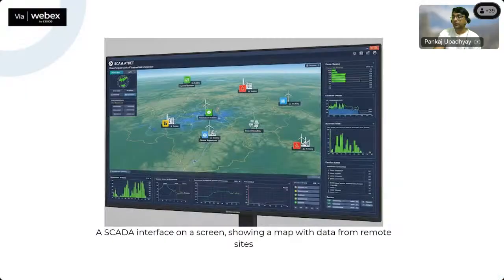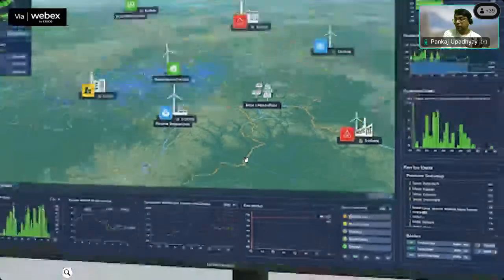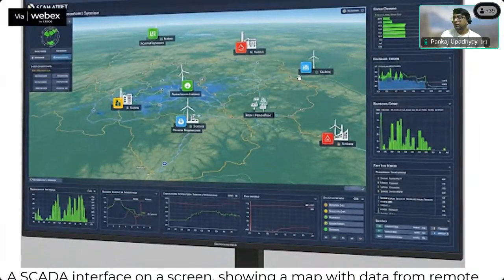Okay. So this is the SCADA interface, just for reference, to show how SCADA software looks. So this is the complete interface which we use. This is basically the HMI interface, the human machine interface. That's a package of the SCADA system.